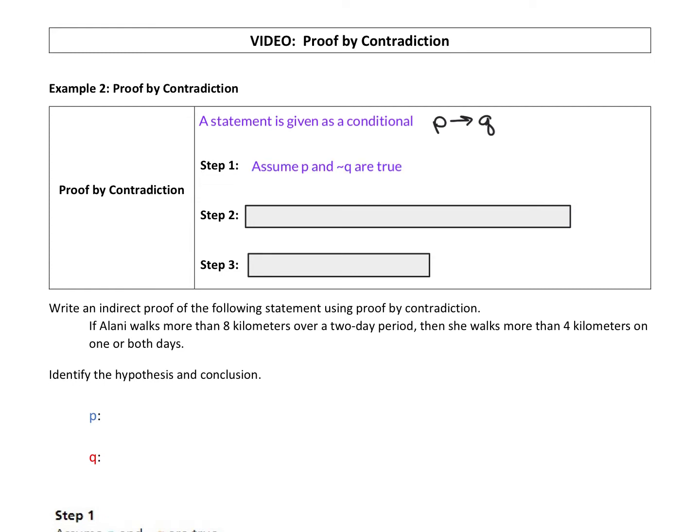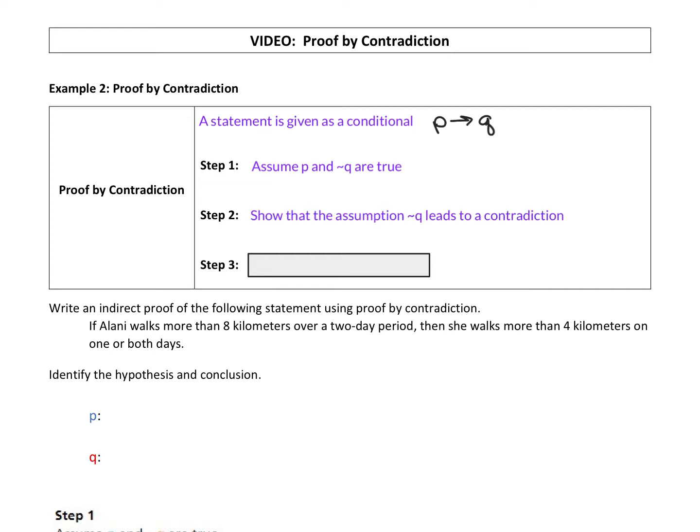So our first step, assume that P and not Q are true. Step 2, show that the assumption not Q leads to a contradiction. And step 3, conclude that P must be true. Go ahead and pause and get that all written in, and then we will continue.